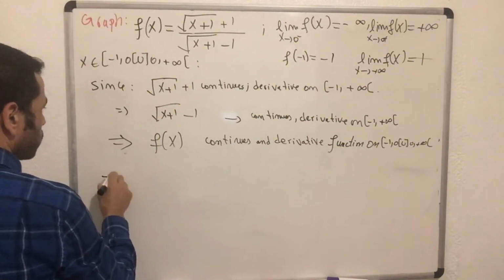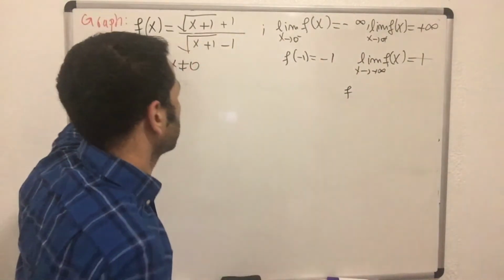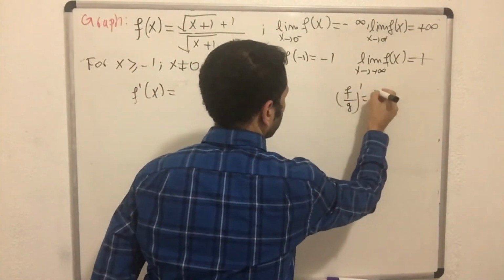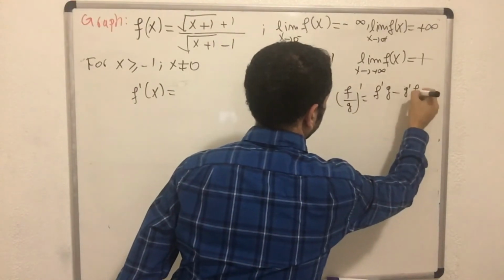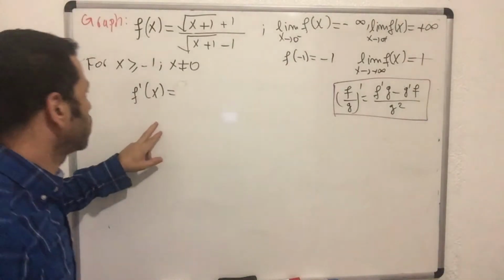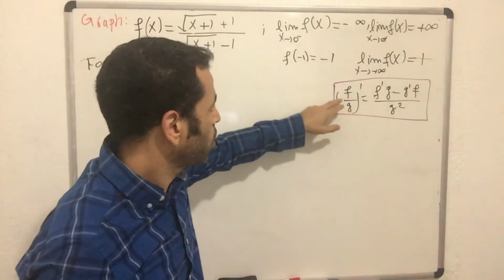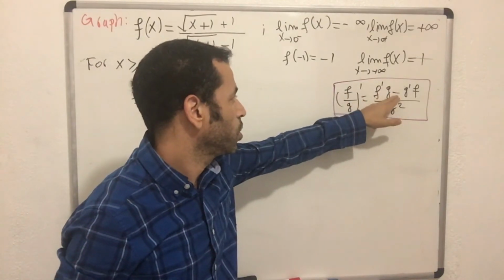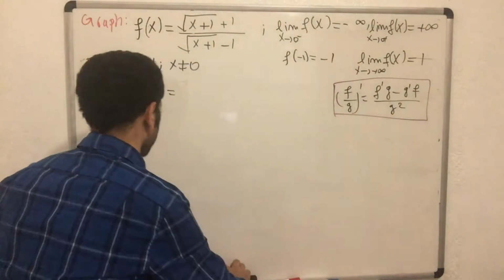If you are going to differentiate the fraction f over g, the derivative equals f prime multiplied by g minus g prime multiplied by f, over g squared. I'm going to calculate the derivative function using this fraction rule. So that's what I'm plugging in here now.